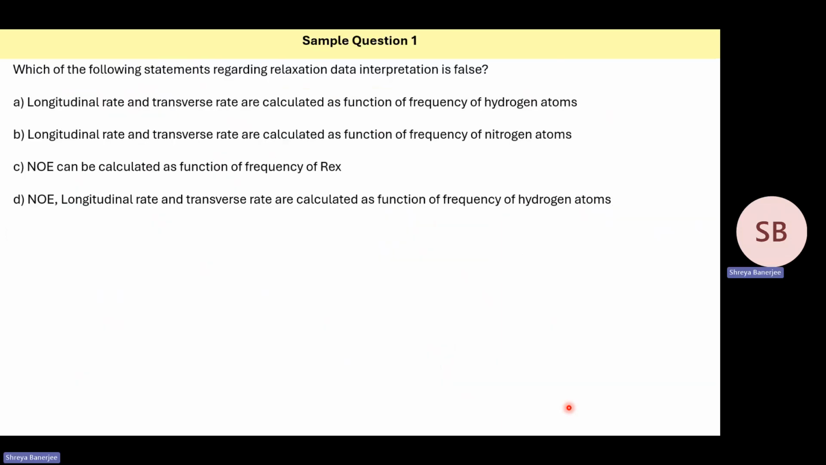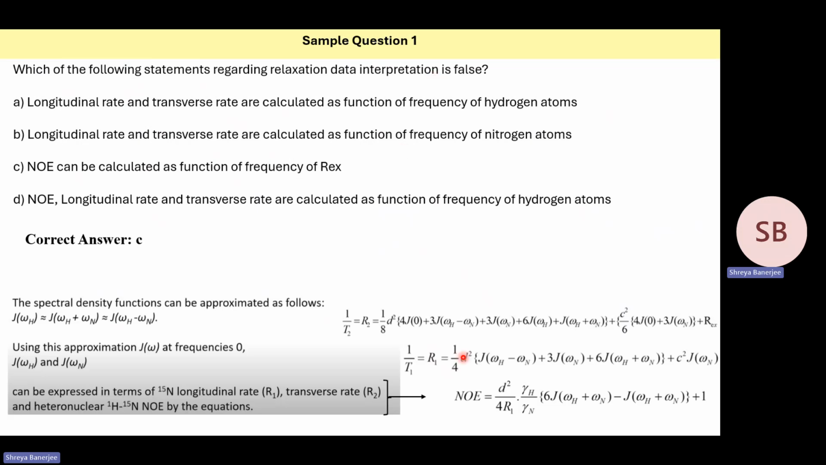So we have covered all the lectures of the final week, that is week 12. And now I will just go into the assignment questions of week 11. So firstly, it is asking which of the following statements regarding relaxation data interpretation is false. For this, we have to remember the different equations of the relaxation data.